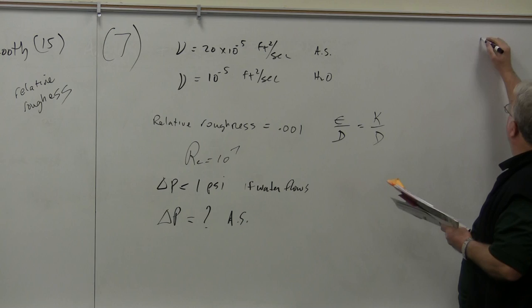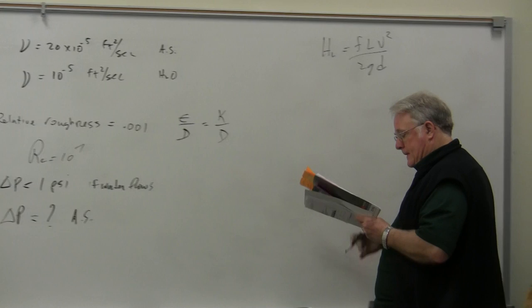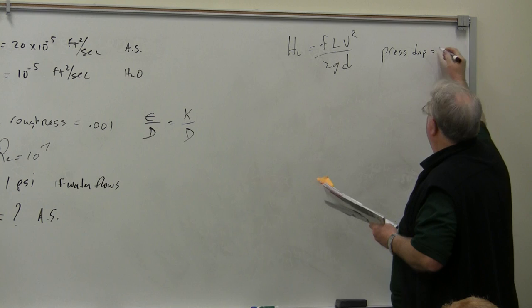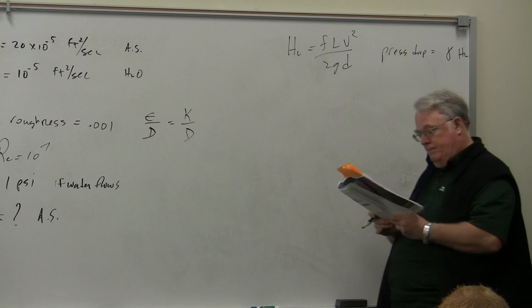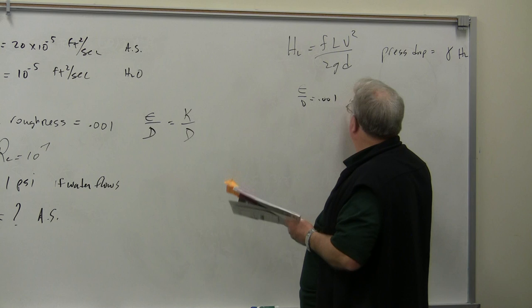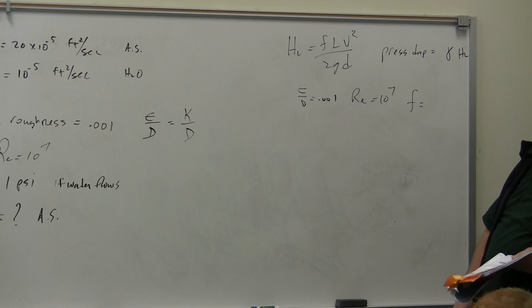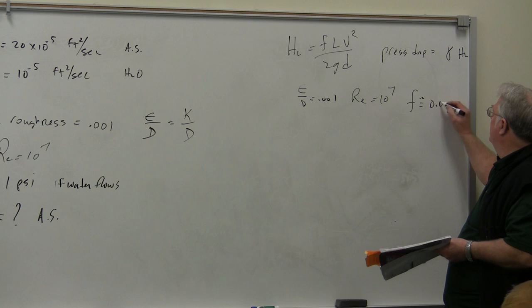I'm going to use Darcy Weisbach, f L V squared over 2 g D. Okay, pressure drop is gamma times the head loss. So if we want to convert head loss in feet to pressure drop, we got to multiply by gamma. Our relative roughness is 0.001, and our Reynolds number is 10 to the 7th. So we want to look up on our Moody diagram what our F is. F comes out to be approximately 0.02.